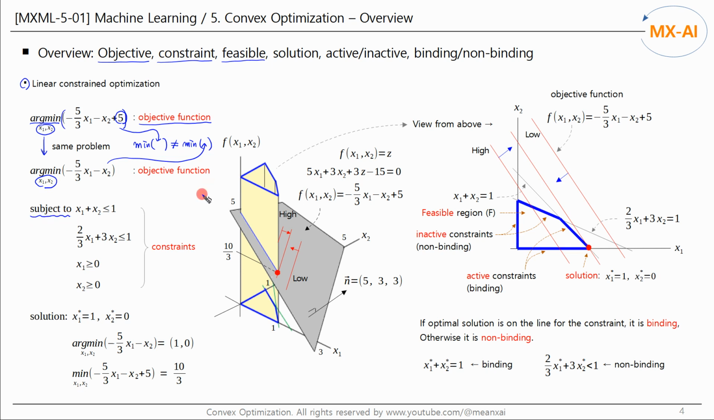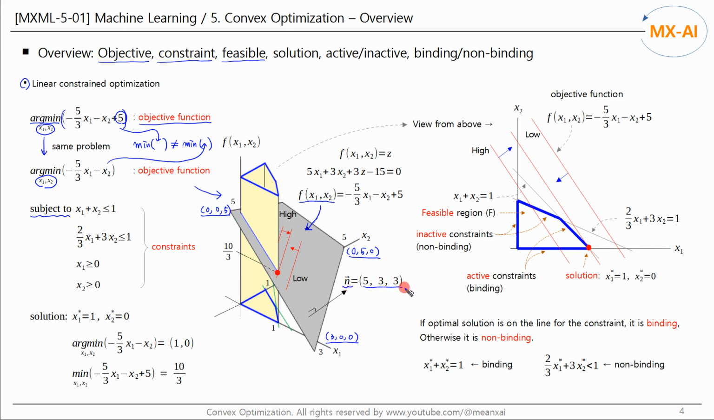Let's solve this problem graphically. The function f(x1, x2) is the equation of this plane. This is the plane that passes through the 3 points (3, 0, 0), (0, 5, 0), and (0, 0, 5). And the normal vector of this plane is (5, 3, 3).